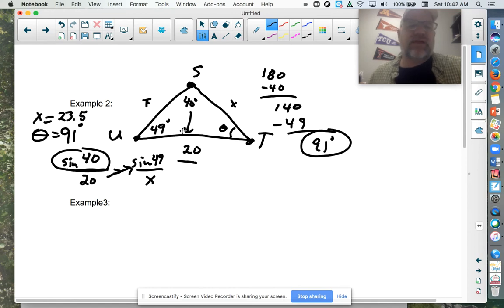Well, let's see. 40 degrees is a smaller angle than 49. So this side should be bigger then, because the bigger angle will be across the bigger side. Yeah, and it's 20 and it's 25. Yeah, it seems pretty good. So I now got this.